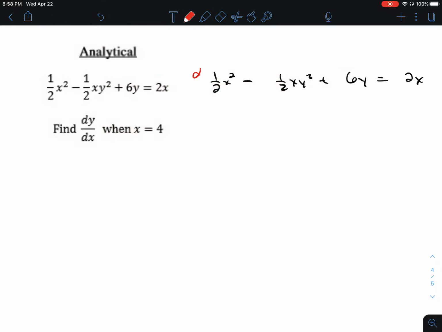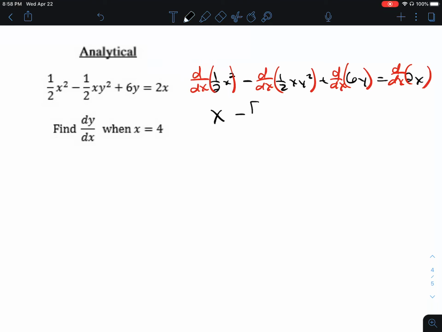So I've got to take the derivative of the first term with respect to x, and the second term, and the third term, and the last term. The derivative of 1/2 x squared is simply x, because you take the 2 times the half, you get 1, and subtract 1 from the exponent. It's the correct variable with respect to x, so that's good enough.